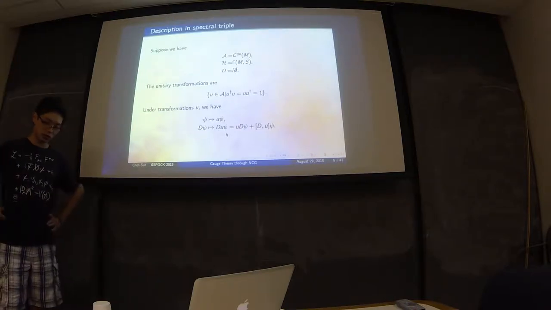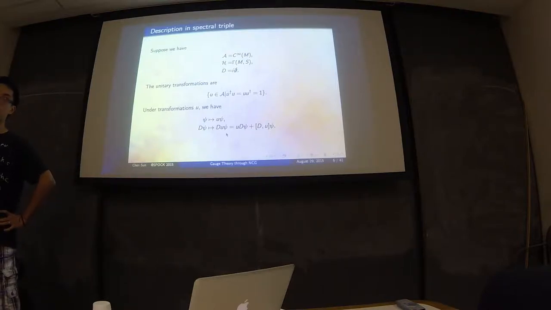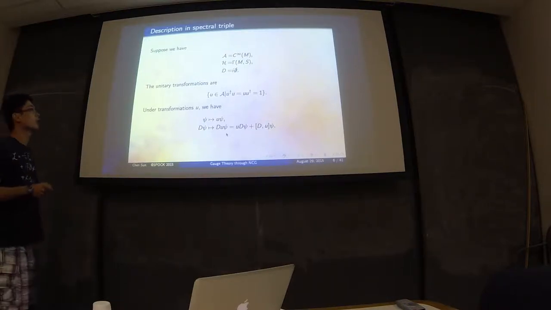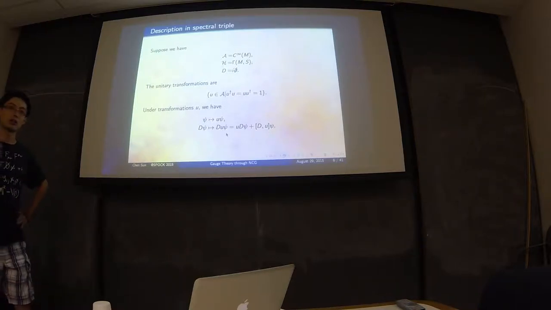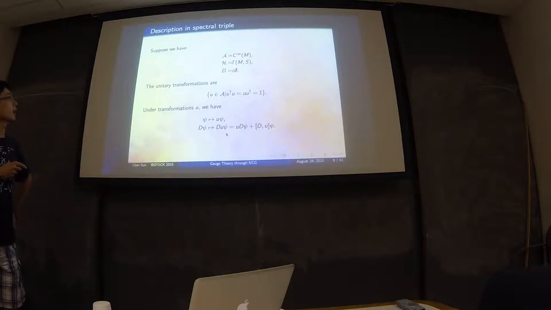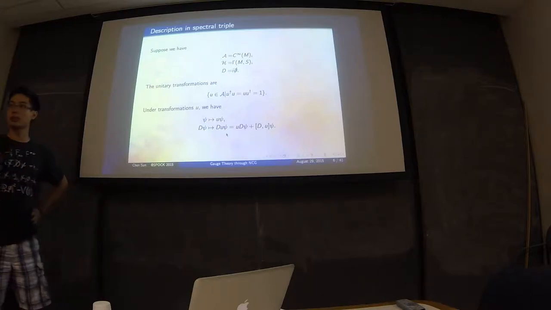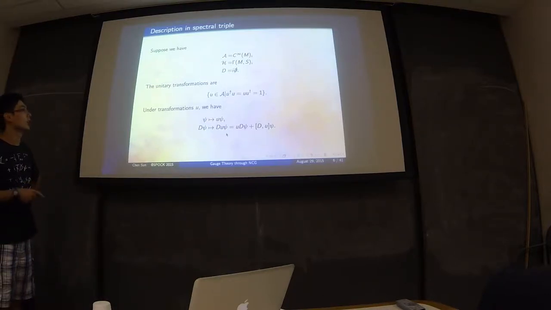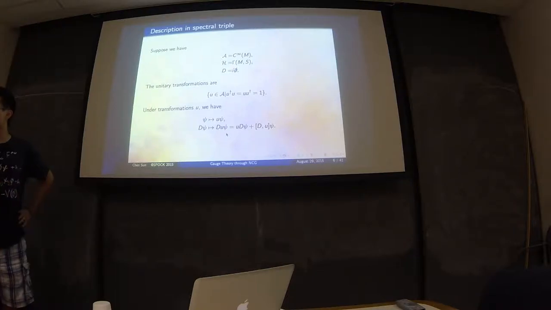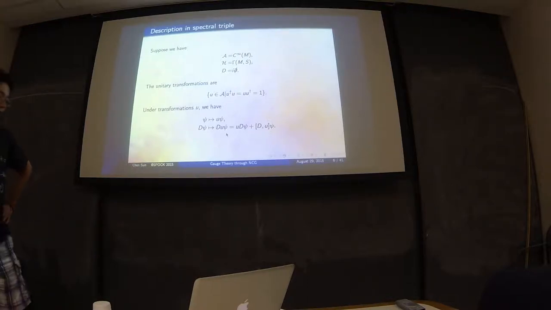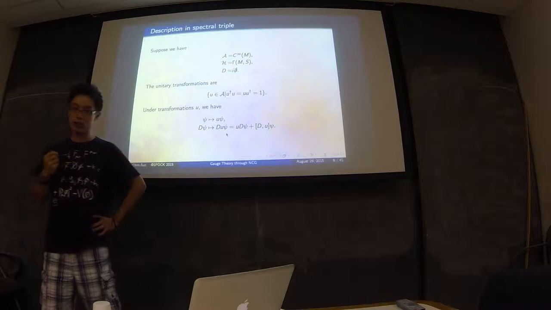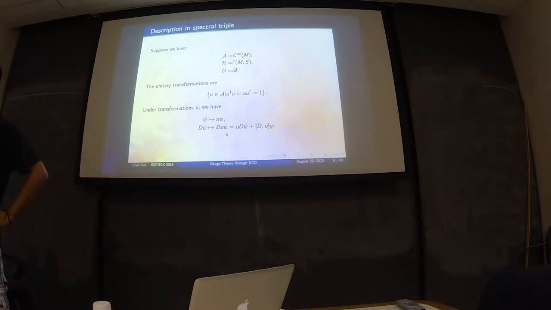So let's think about this in the language of non-commutative geometry. In non-commutative geometry, we have three central elements. First, we have a C-star algebra. This algebra here, in this case, is the smooth functions. And since this is the spinor bundle, we use all the spinors as the representation space. First of all, I'm ignoring exactly what a C-star algebra is. A C-star algebra is an algebra equipped with this star, the involution.